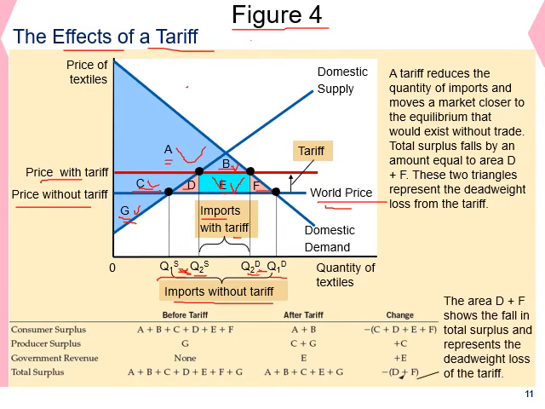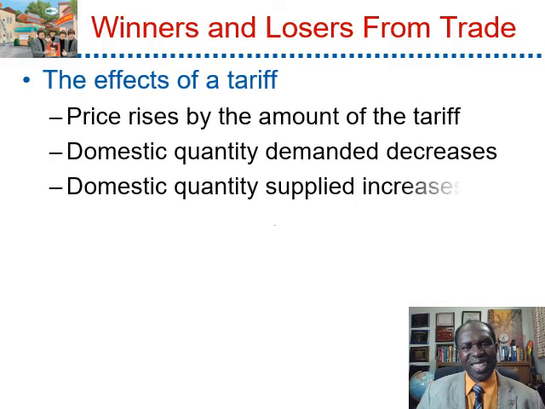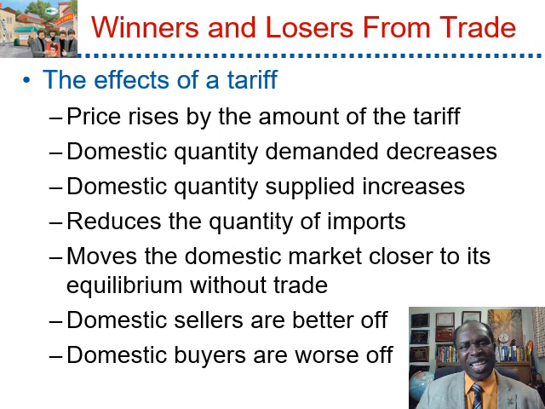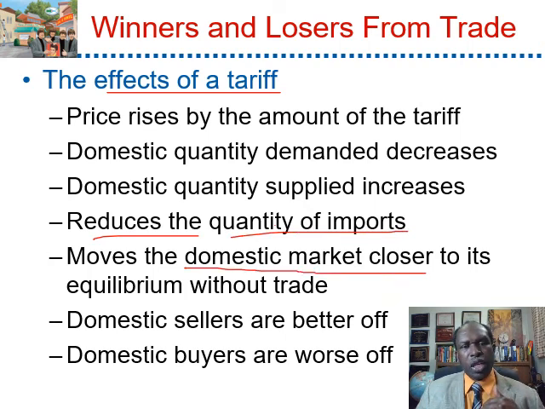We can see that D plus F represents the deadweight loss of the tariff. So the effect of a tariff is to reduce the quantity of imports and move the domestic market closer to the equilibrium without trade. Domestic sellers are better off, domestic buyers are worse off.